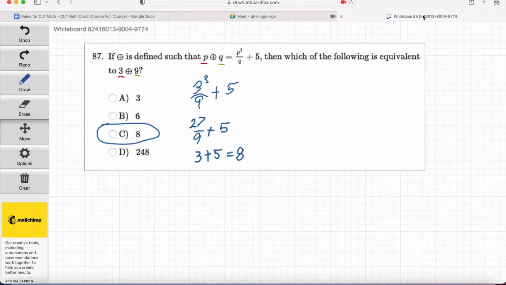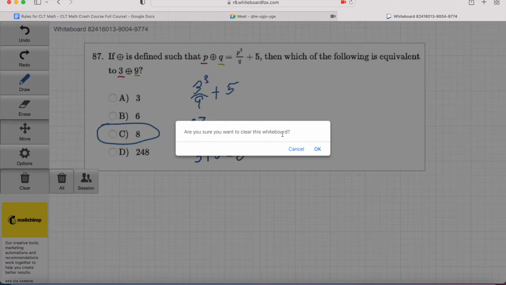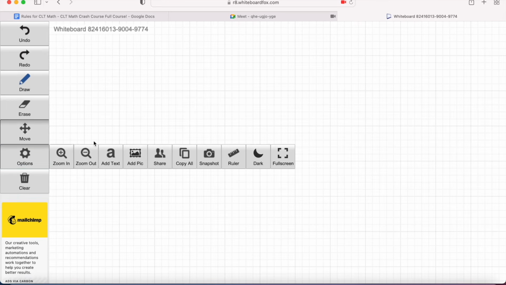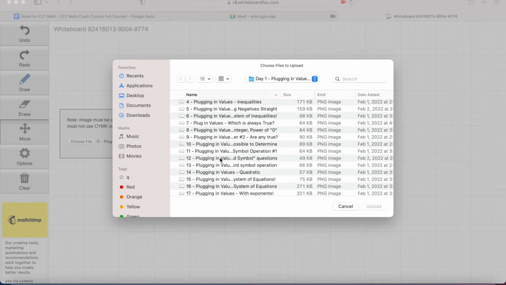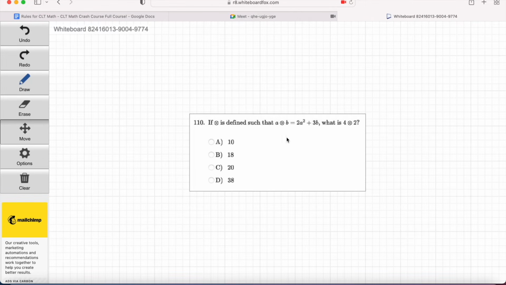Nope. Be so happy when you see a question like this on the CLT. They're so easy. It's just arithmetic. Just plug it in. Okay? Okay. Let's do a couple more. And really the difficulty level on a question like this is just how difficult the arithmetic operation is. That's it.